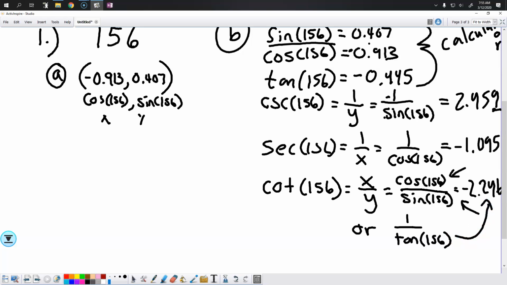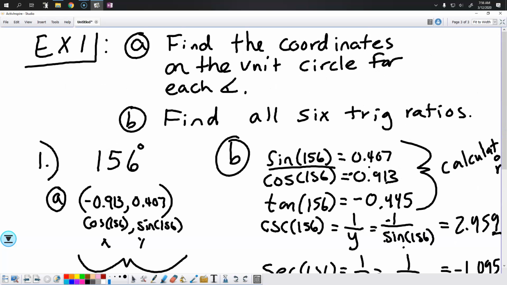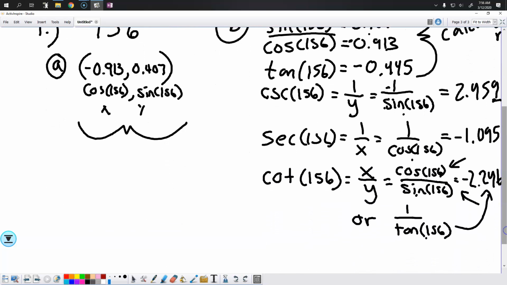So that's how we find our trig ratios. So let's review really quick before I throw some at you. To find the coordinates, you're just going to do cosine and sine, right? That tells you what the point is on the unit circle. Then you're going to find your 6 trig ratios. Now sine, cosine, and tangent, just use the calculator, your friend. But for cosecant, secant, and cotangent, you're going to want to do the reciprocals of the things that we already have to calculate those answers, because unfortunately our calculators don't have those buttons, so we've got to be a little creative with it.